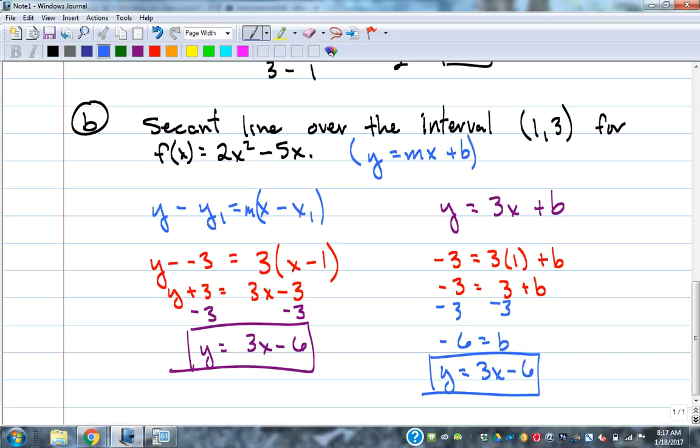Find the equation of the line. You got the slope from the average rate of change, and then you use one of the ordered pairs to find the y-intercept of that line that intersects that graph. Okay. You have to use the lines.